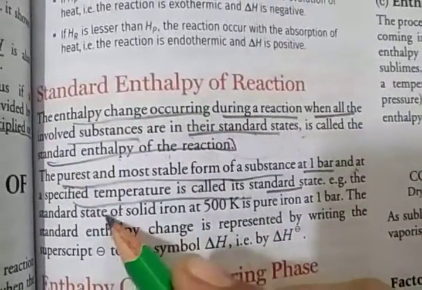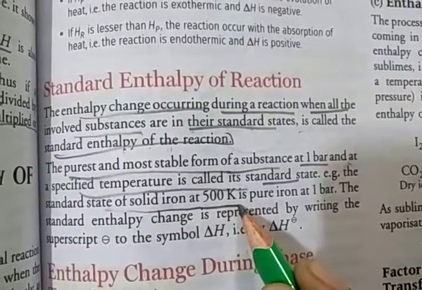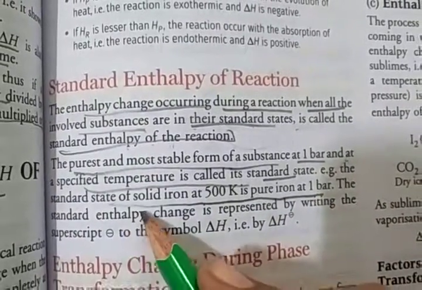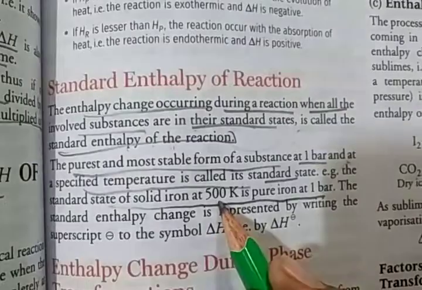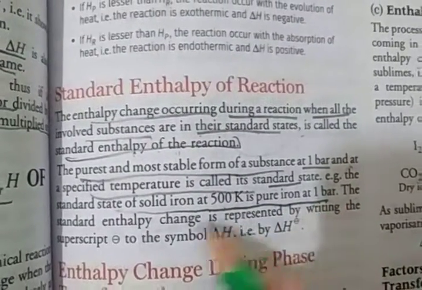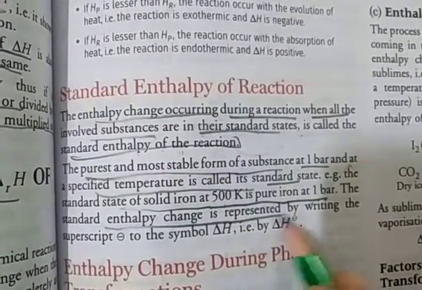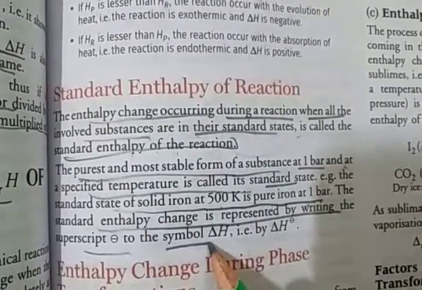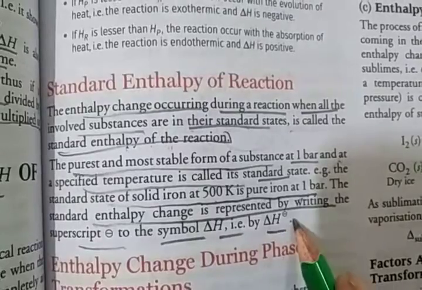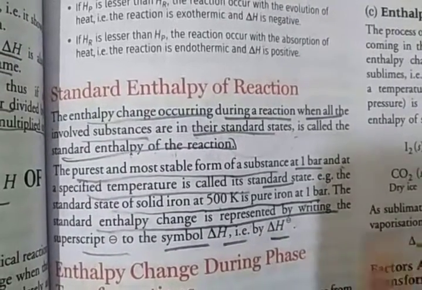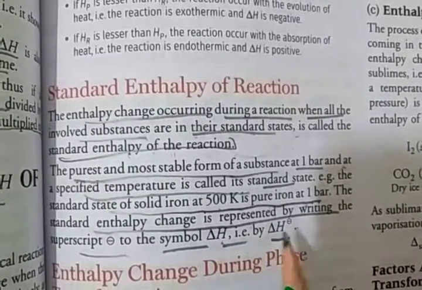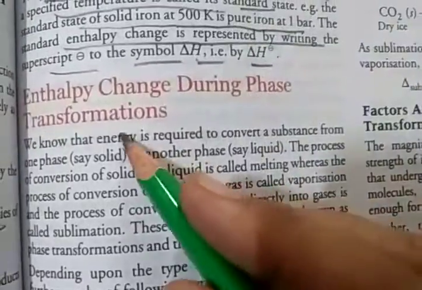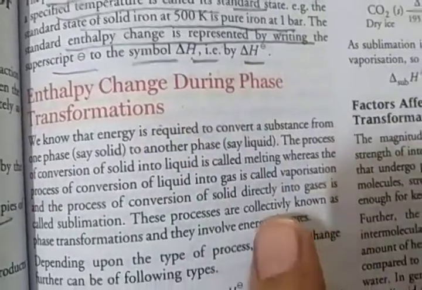So the standard state of solid iron at 500 Kelvin is pure iron at 1 bar. The standard enthalpy change is represented by writing a superscript on the symbol, delta H negative. So, choice, anyone: you have to write delta H with the superscript, otherwise just delta H. Clear? Then next is enthalpy change during phase transformation.